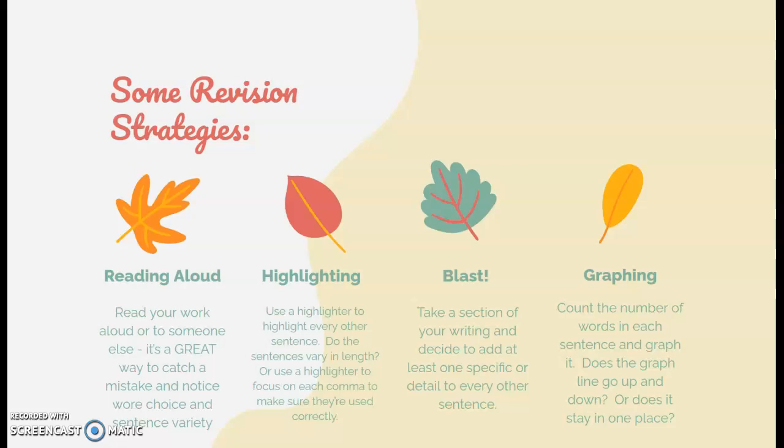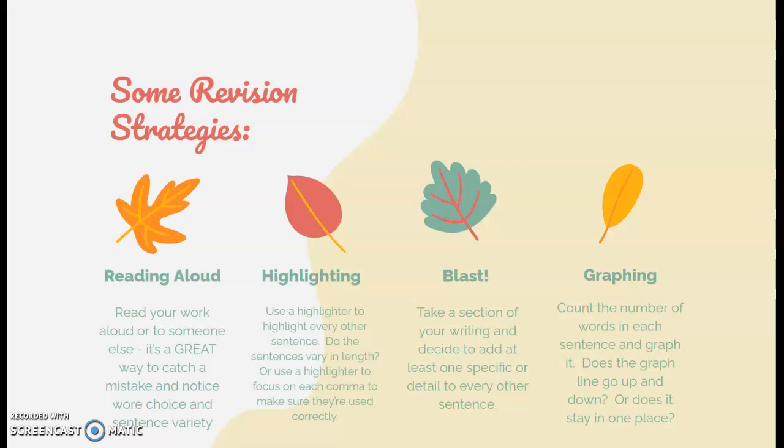Also highlighting. There are a lot of different strategies you can use with a highlighter. You can highlight every comma and then check to make sure they're all used correctly. Or another strategy I like is highlighting every other sentence and seeing if your sentences kind of change up across this paragraph, or are they all the same length?